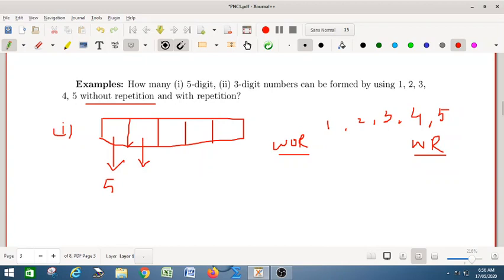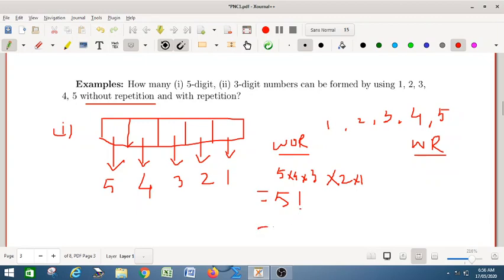Next, already you have taken one, so you have 4 choices. So the second place can be filled in 4 ways, the third place in 3 ways, the fourth place in 2 ways, and the last place in 1 way. So you have 5 into 4, multiplication, because you are filling up the positions simultaneously. So you apply the multiplication rule: 5 into 4 into 3 into 2 into 1, and that is equal to factorial 5, which is equal to 120.